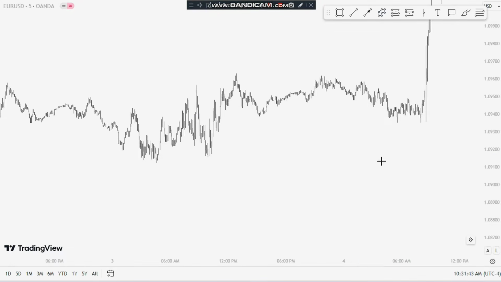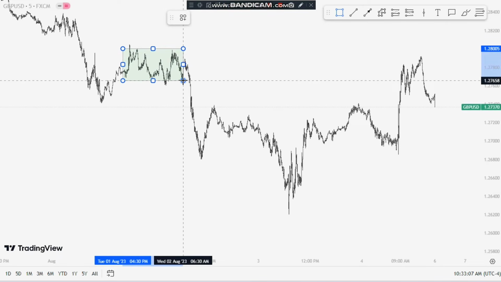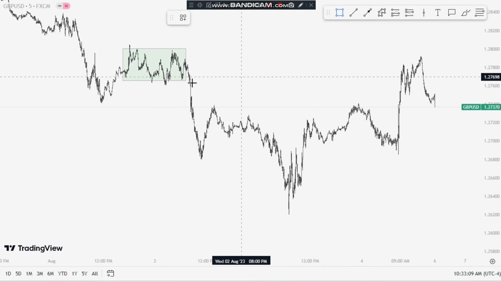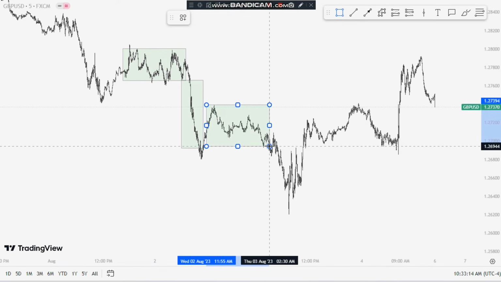Also we got this on the GBP. Let me show you. Okay, so this is the GBP chart. You can see the price was consolidating here. Then it came down. Again the price entered into the consolidation. Again it came down.